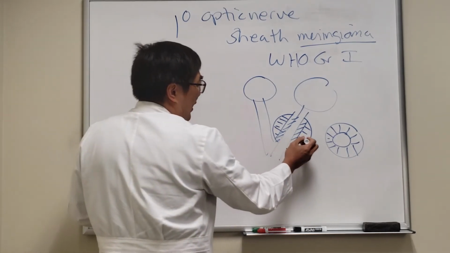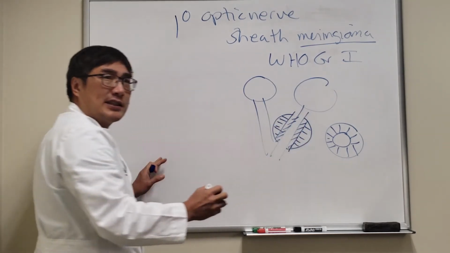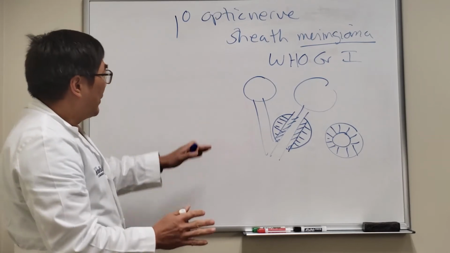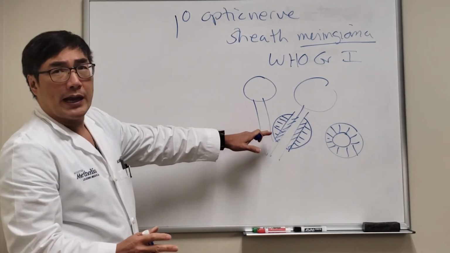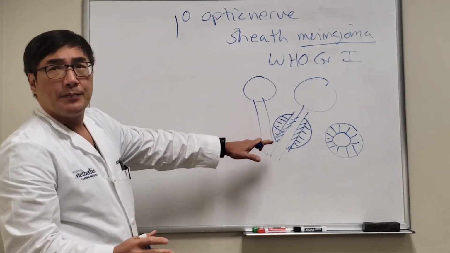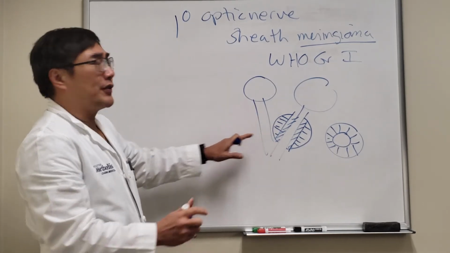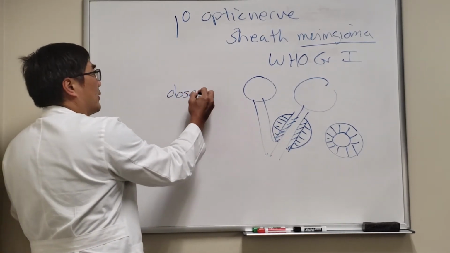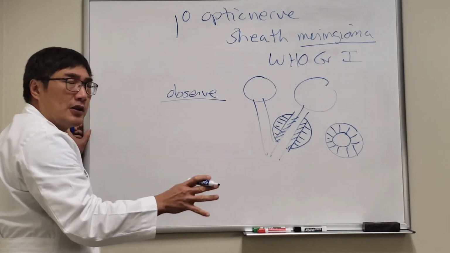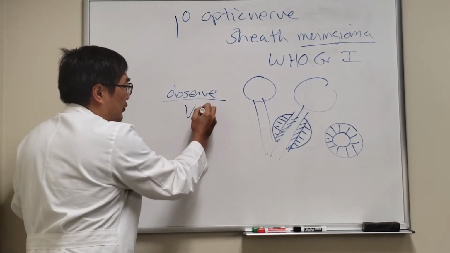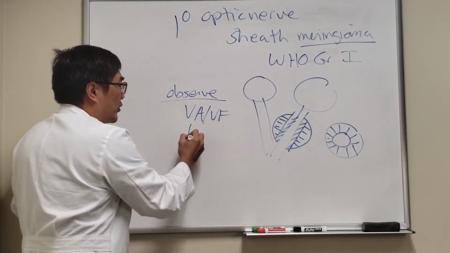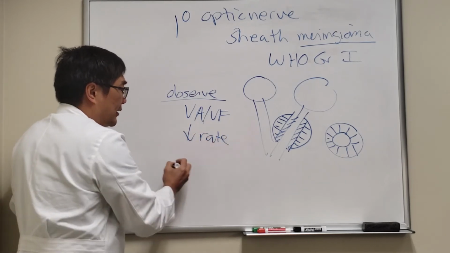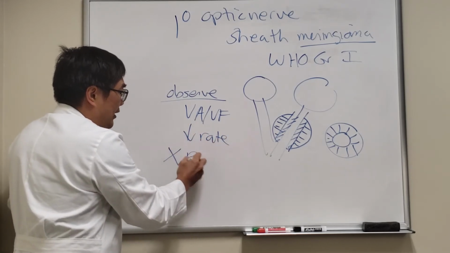And because we don't want to take this out, because the sheath contains the blood supply, we're going to use the primary treatment modality, which is radiation therapy. So either we're going to observe this person, and that's typically what we do, looking for vision loss, or if the goal is to preserve the visual acuity or visual field or decrease the rate of progression, then we're going to be doing radiation therapy.